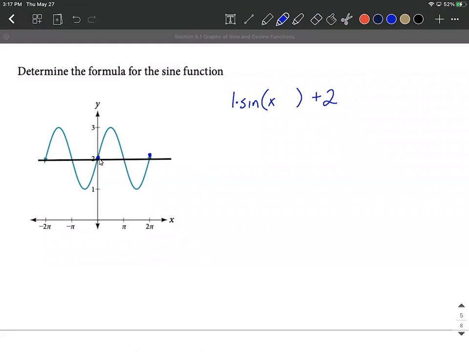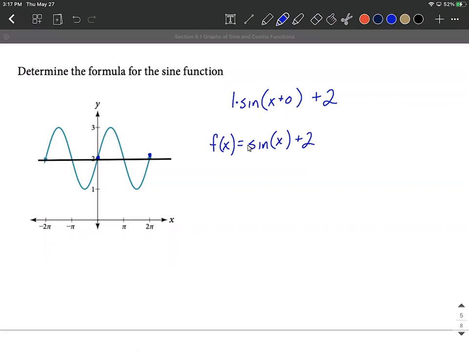Let's focus on the points that I indicated, saying we start here, we go up, we come back down, we end right in the middle again. So I'm going to say we don't have any phase shift going on in this particular graph. So I'm not going to include a plus or minus in the middle here. Maybe we could put a plus 0 if you wanted to. But in this case, this hasn't been moved around too drastically. I'm just going to say this is the graph of sine of x plus 2.